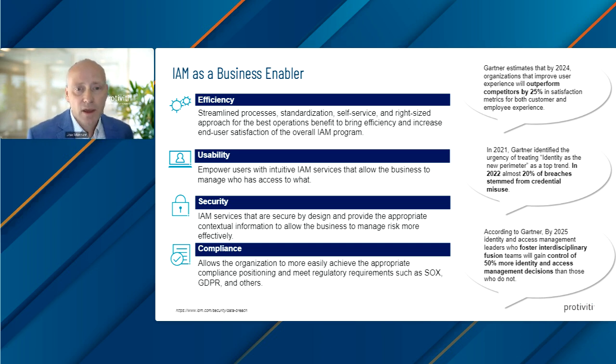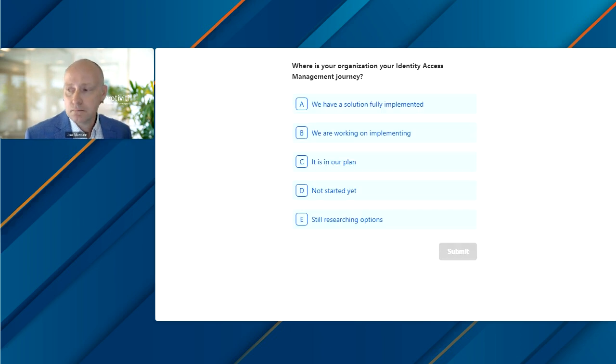So with that, Julie, I think we have our first polling question. Yep. So our first polling question is, where is your organization in your identity access management journey? We have fully implemented a solution. We are working on implementing a solution. It is in our plan, not started yet, or still researching options.